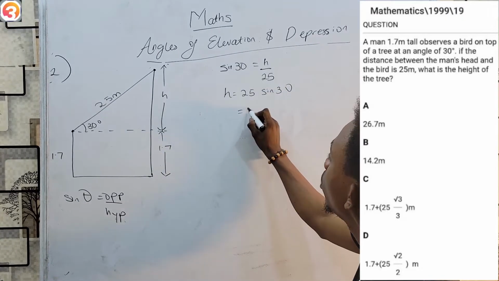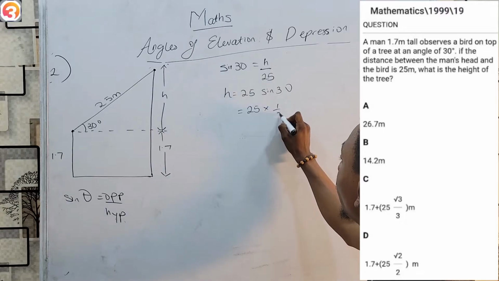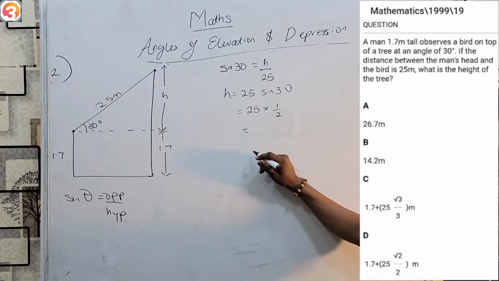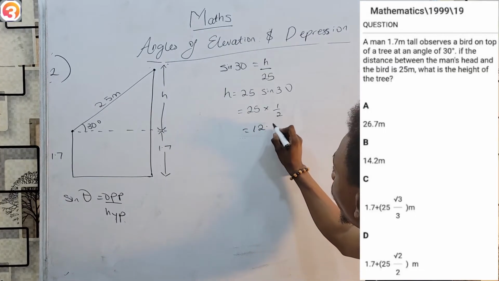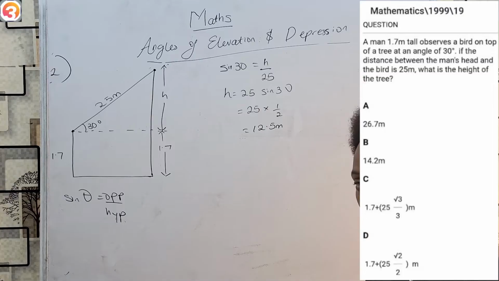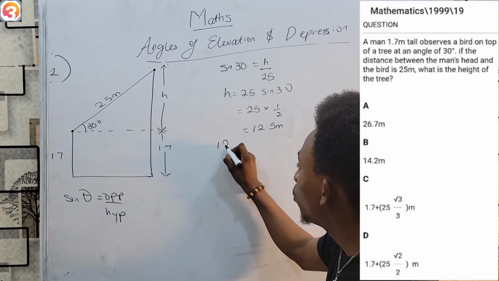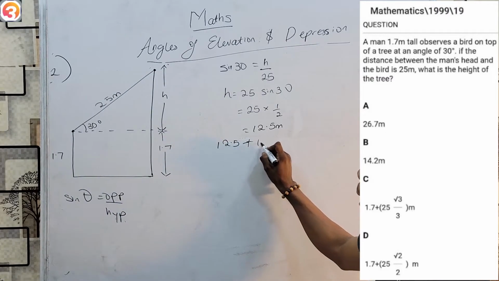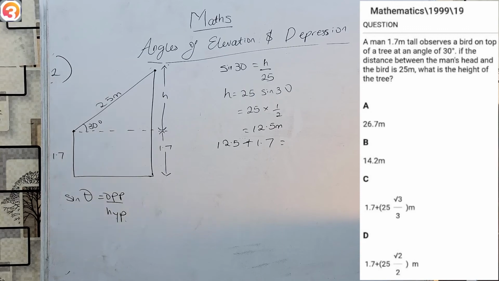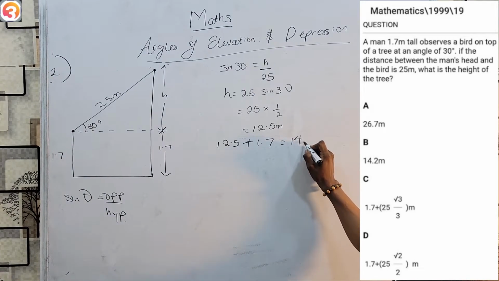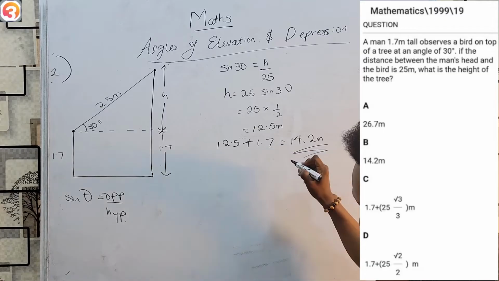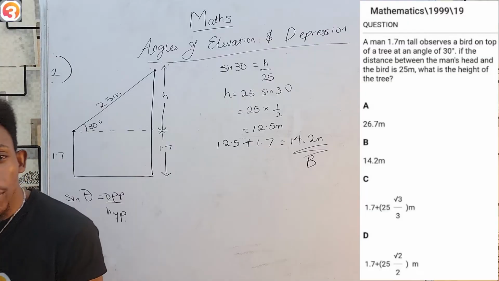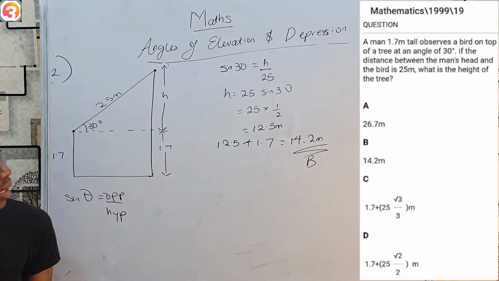And we know that this will be 25 times 1 over 2. Sine 30 is 1 over 2. 25 times 1 is 25. 25 over 2 is 12.5 meters. And as a result, my total height must be this 12.5 plus 1.7. And if I add those together, I should be getting 14.2 meters, which is option B. So I hope we are seeing the steps and we understand how this works.